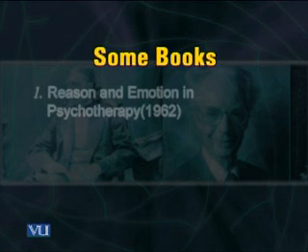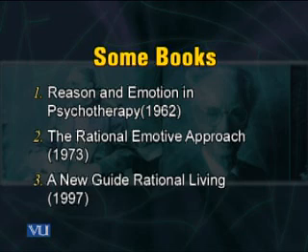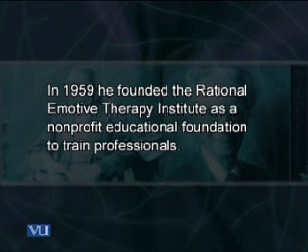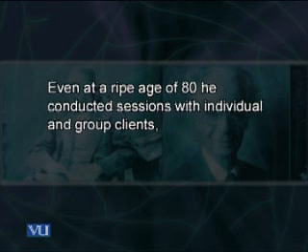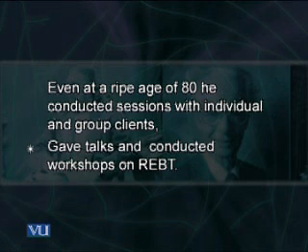Some of his books are: number 1, Reason and Emotion in Psychotherapy, 1962. Number 2, The Rational Emotive Approach, 1973. And number 3, A New Guide to Rational Living, in 1997. In 1959, he founded the Rational Emotive Therapy Institute as a non-profit educational foundation to train professionals and to send self-help applications to public. Even at the ripe age of 80, he conducted sessions with individual and group clients, gave talks and conducted workshops on REBT.